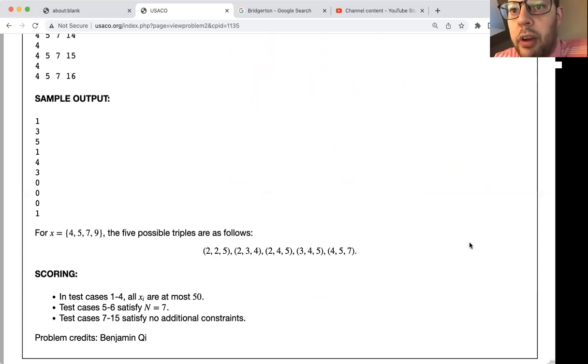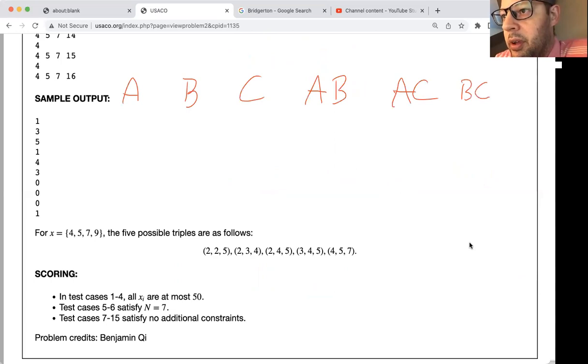I'm going to write this out here. So we have A, B, C. I'm not going to write the plus. I'm just going to do A, B, A, C, B, C, and A, B, C. Okay. So an interesting observation.